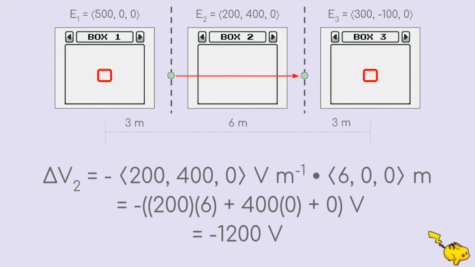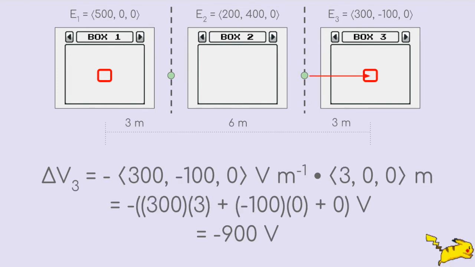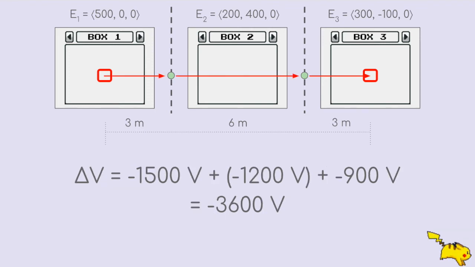We do the same thing with the second electric field, and so we have negative 200, 400, 0, dotted with 600, yielding negative 1200 volts. And then the same thing with the final electric field. We have negative 300, negative 100, 0, dotted with 300, giving us negative 900 volts. Finally, we add those potential differences together to find that the total change in electric potential is negative 3600 volts.